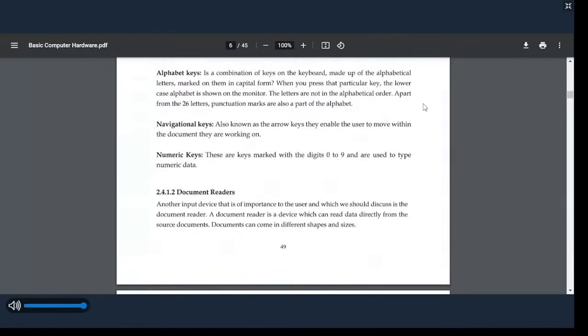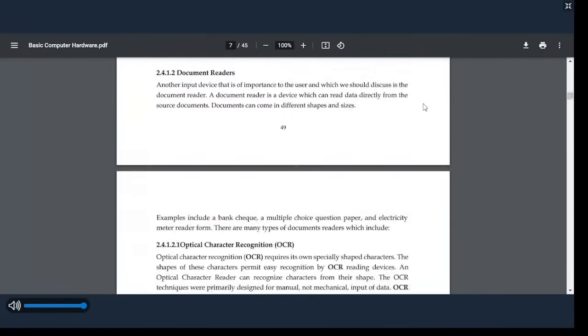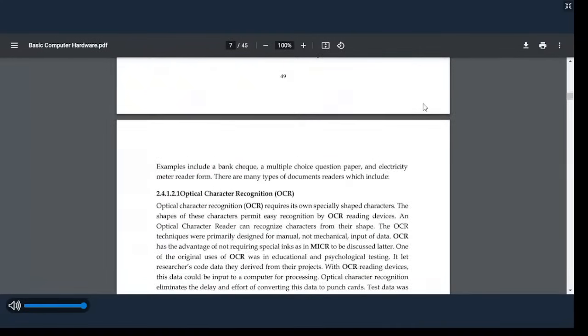Another input device that is of importance to the user and which we should discuss is the document reader. A document reader is a device which can read data directly from the source document. Documents can come in different shapes and sizes. Examples include a bank check, a multiple choice question paper, an electricity meter reader.